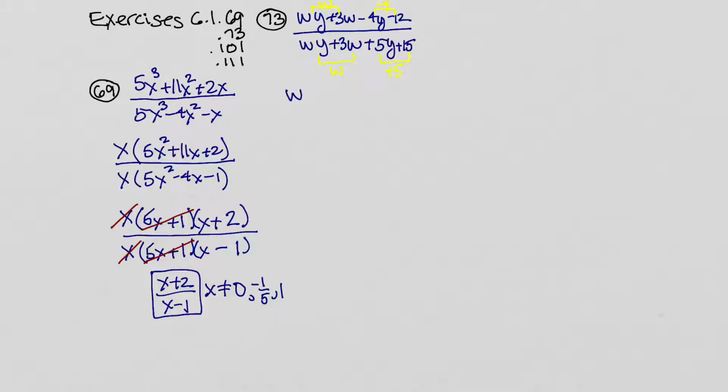So we'll take out that W, and if we're removing a W from here, we're left with that y and the 3. So we're left with a y plus 3, and then take out a minus 4. If we remove the negative 4 from the negative 4y, we're left with a y.